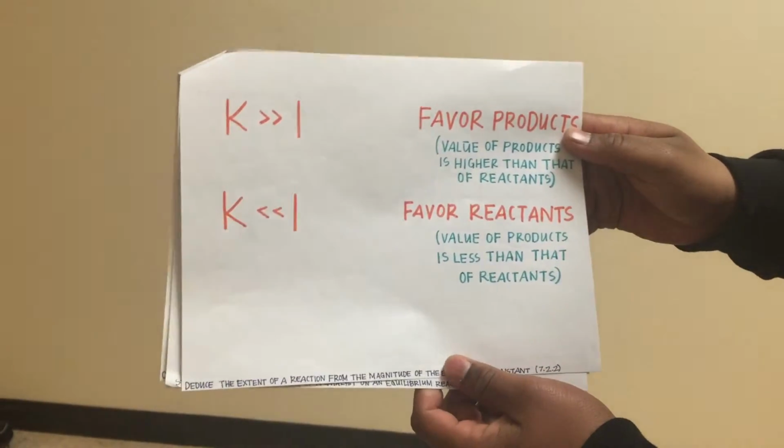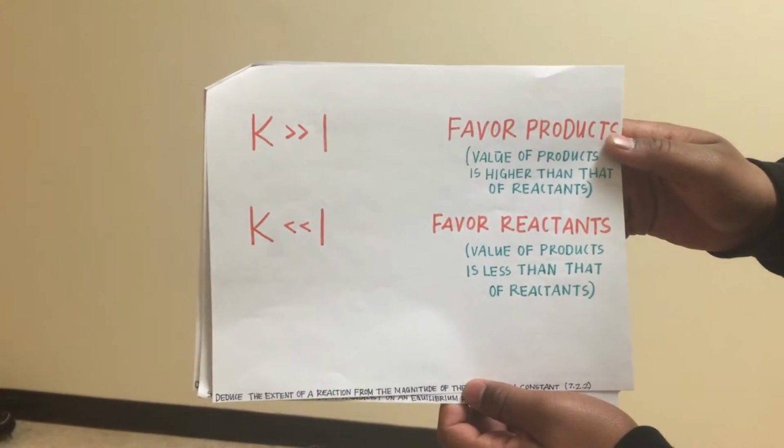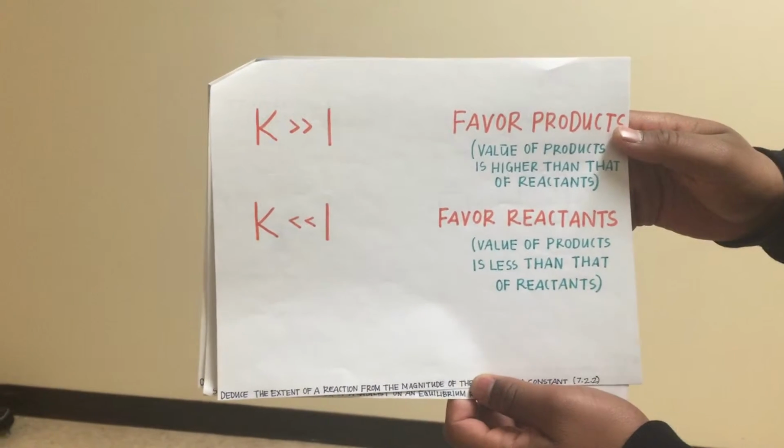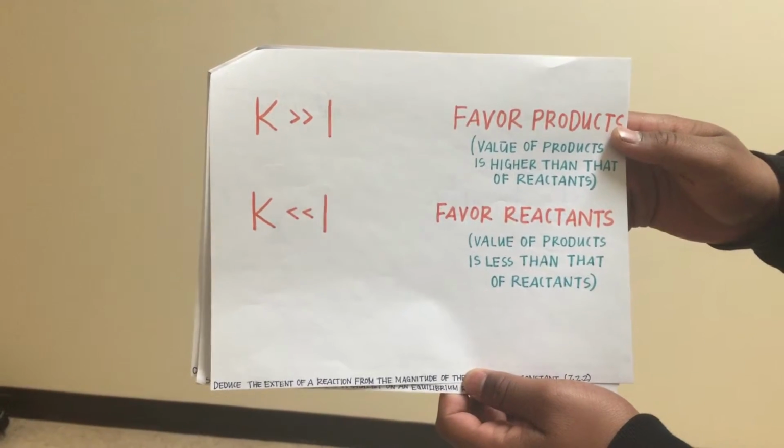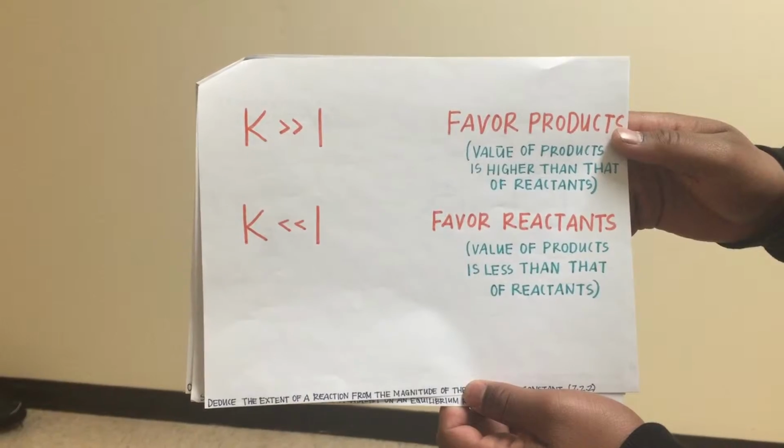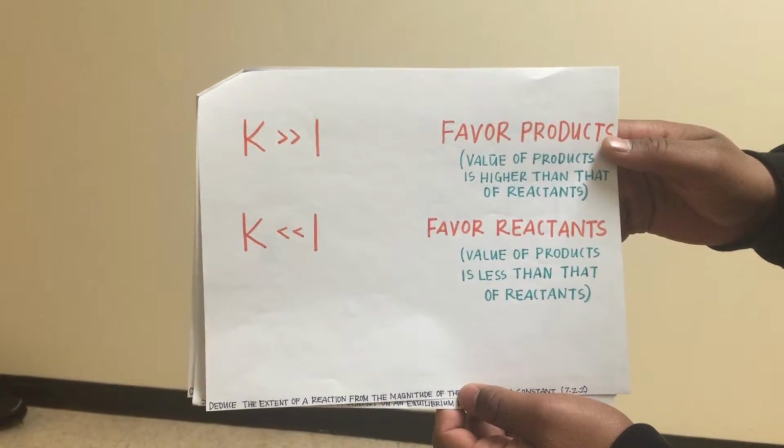It is important to understand what the Kc value means. If the Kc value is greater than 1, then the equilibrium will favor the product. If the Kc value is less than 1, then the equilibrium will favor the reactants.